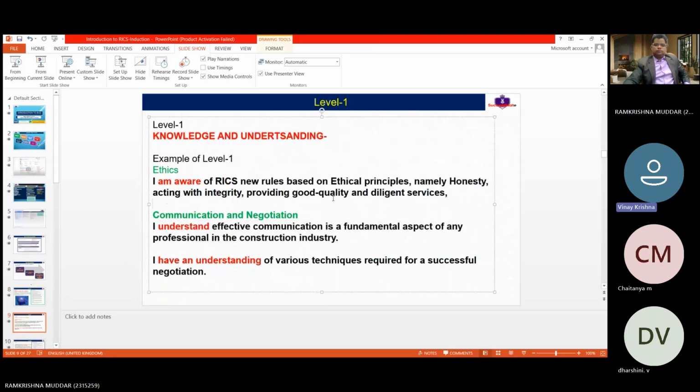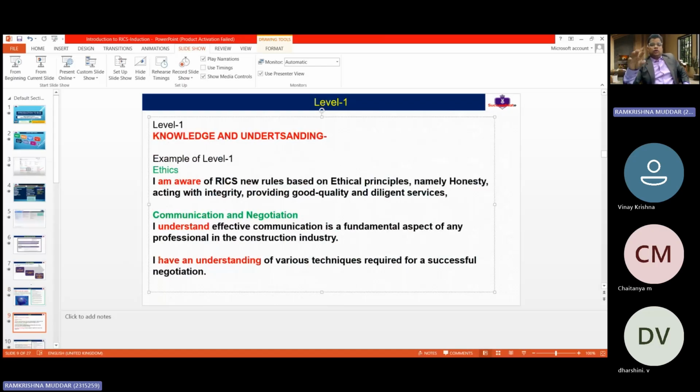Yeah, sure. I understand effective communication is a fundamental aspect of any professional in the construction industry. Okay. So what you are saying here is that you understand, so you have gained the knowledge about communication, that it is a fundamental aspect of any professional. Then I have an understanding of various techniques required for successful negotiation. So here you are telling that you have an understanding.